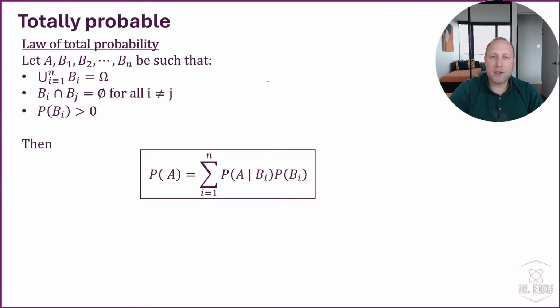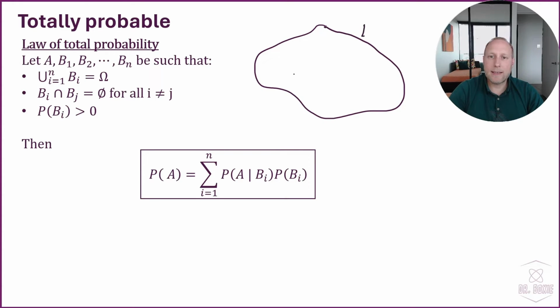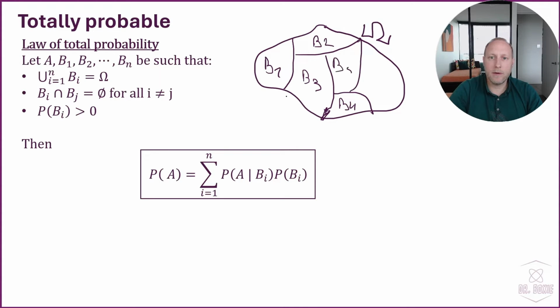So let us try first of all to visually understand what it is that we're doing here. So let's say that this is the whole sample space omega, and what we're doing is we are partitioning that sample space into some sub-parts. So B1 can be this part, for instance, B2 can be this one, B3 will be this one, B4 is here, B5, B6, B7. So in this case, I chose n to be 7.